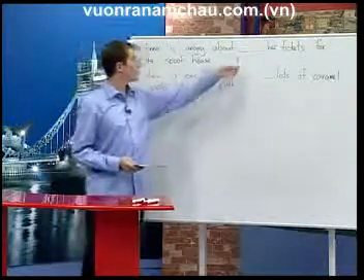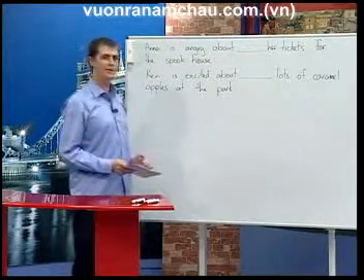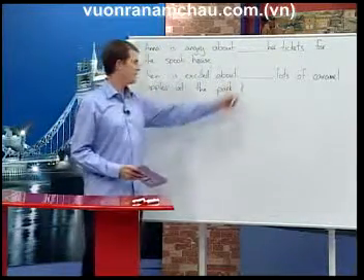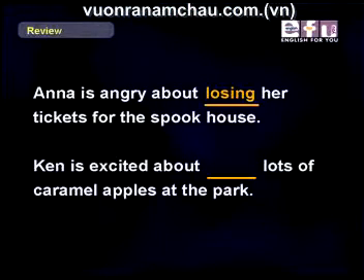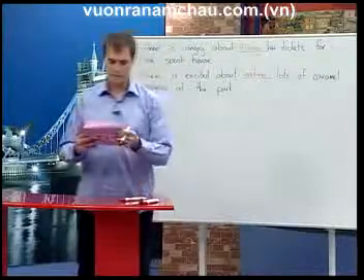Anna is angry about her tickets for the spook house, and Ken is excited about lots of caramel apples at the park. What do you think? Anna is angry about losing her tickets for the spook house. Ken is excited about eating lots of caramel apples at the park. Good. Anna is angry about losing her tickets for the spook house, and Ken is excited about eating lots of caramel apples at the park. Okay, next one.